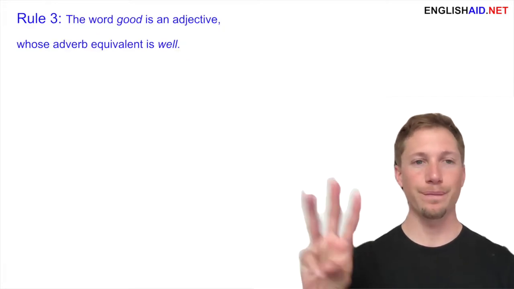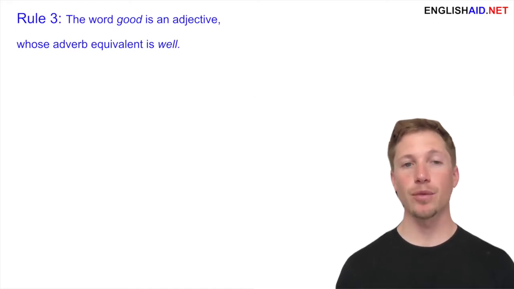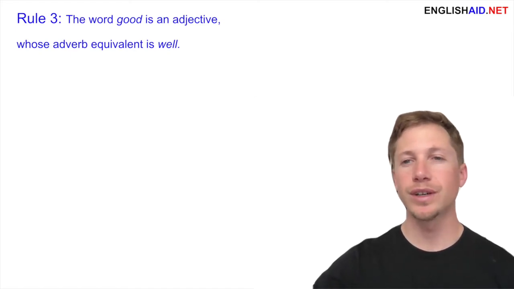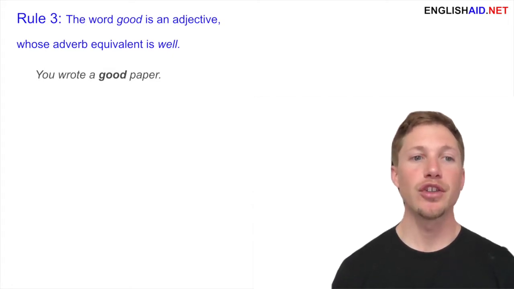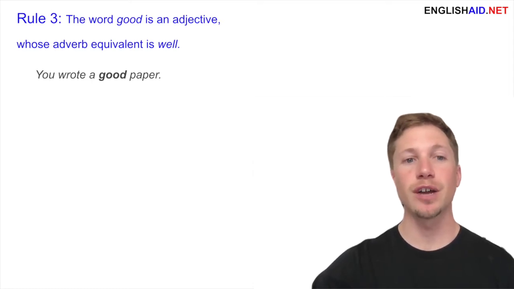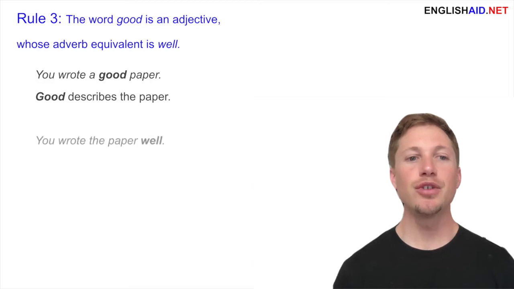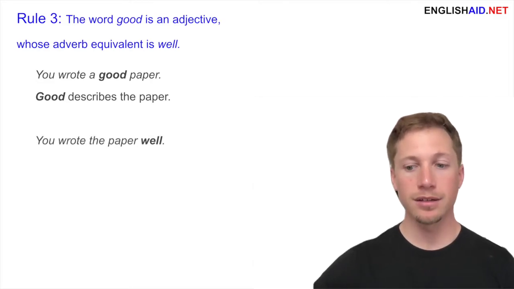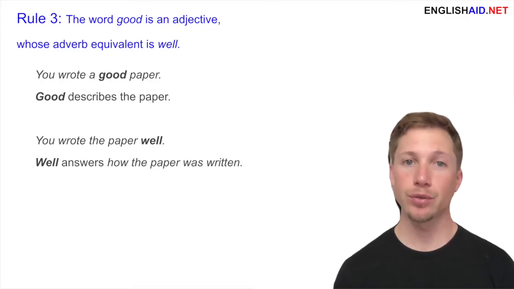Rule number 3. The word good is an adjective whose adverb equivalent is well. What does that mean? Let's have a look deeper into this. Here, you wrote a good paper. Notice that good is an adjective that describes paper. Good describes the paper. Next, you wrote the paper well. What that means is well answers how the paper was written.